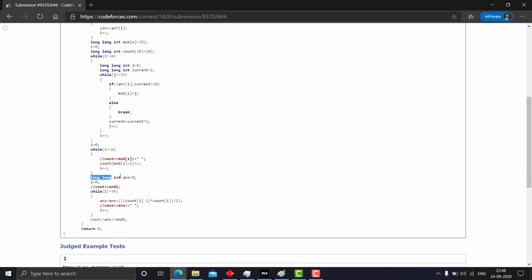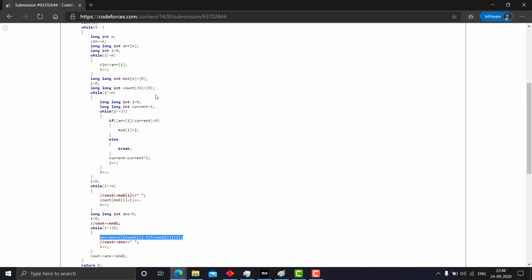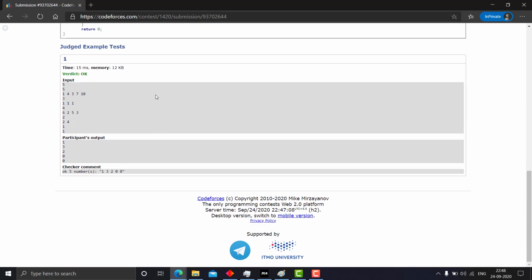Then I initialize the answer to 0 and iterate over all the counts, and the answer is answer plus count times count minus 1, divided by 2. There is one case: if ai is equal to 0, then AND can be equal to XOR, and the most significant bit in both cases is minus 1, because no bit is set. But as the constraints say ai is greater than 1, it doesn't matter.